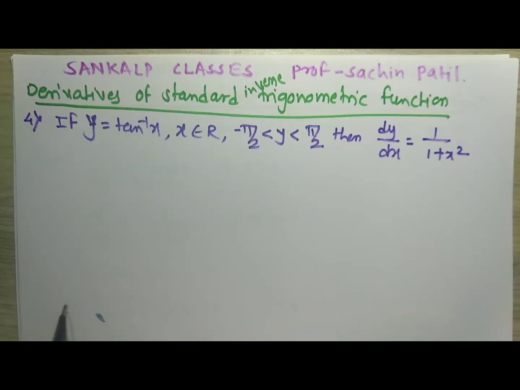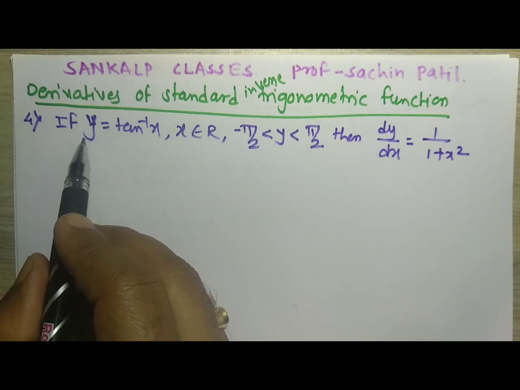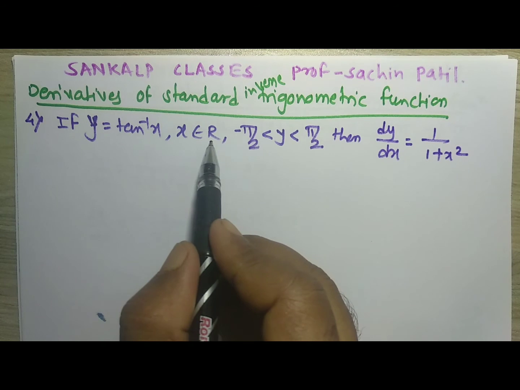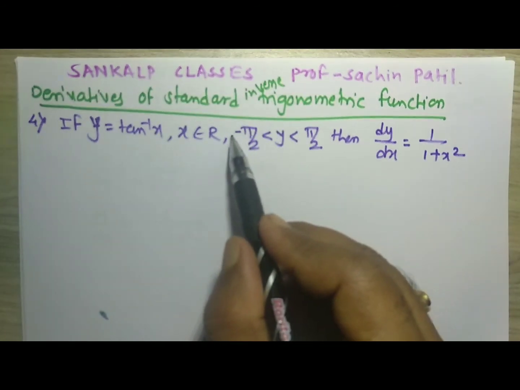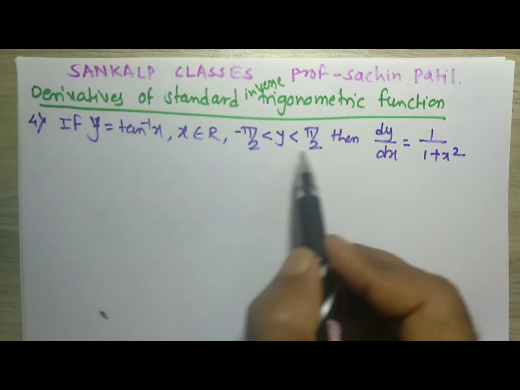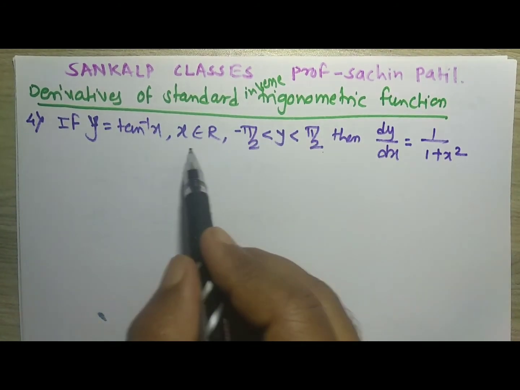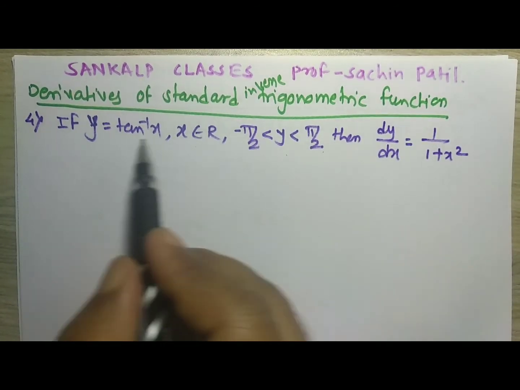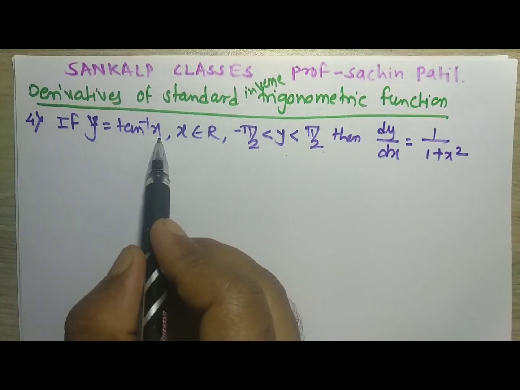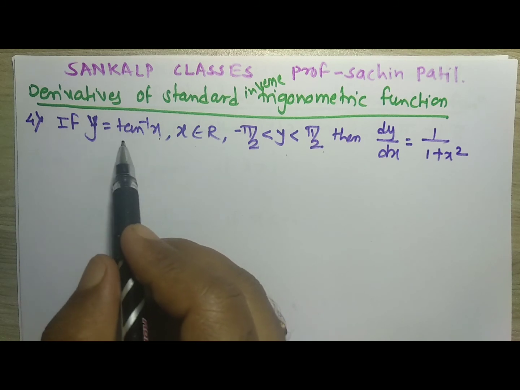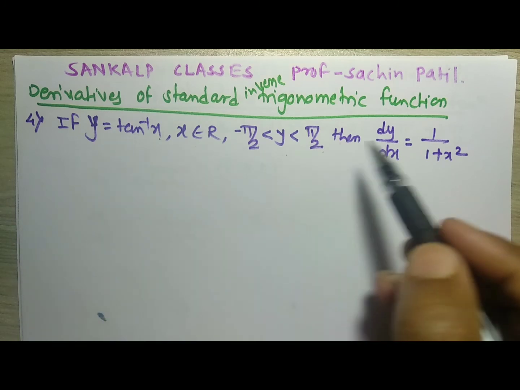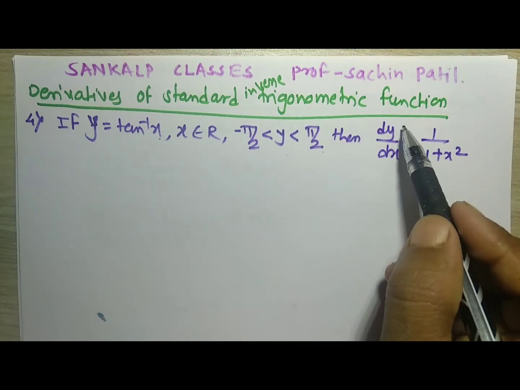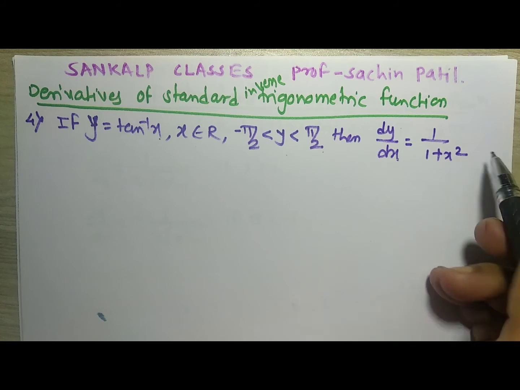Now we are moving to the next standard inverse trigonometric function, which is tan inverse x. y is equal to tan inverse x. x is in R, that means the domain is the set of real numbers, and y is in between minus pi by 2 to pi by 2. This is the codomain of that function. In this domain and codomain, the inverse trigonometric function is one-one and onto. Therefore you will get the derivative of y, dy by dx is equal to 1 divided by 1 plus x square.